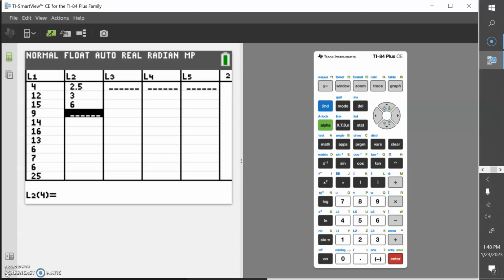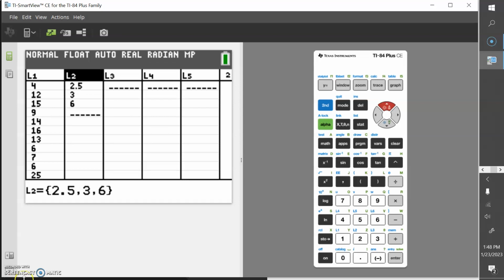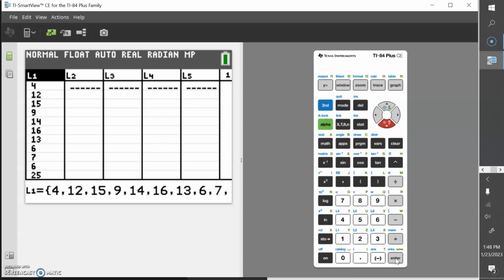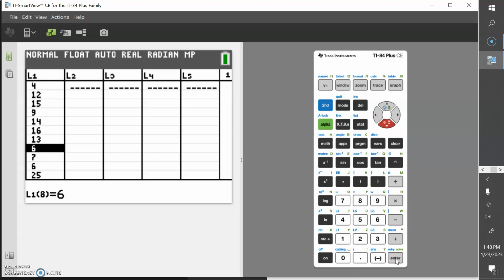Once you have your data entered into L1, let's just say you have some data in L2 that you don't want. If you ever want to delete data, you will go up to the very heading so that L2 is highlighted, and then you hit clear and enter, and that will clear out your list. But right now my L1 list has my numbers in it, and it's ready to go.